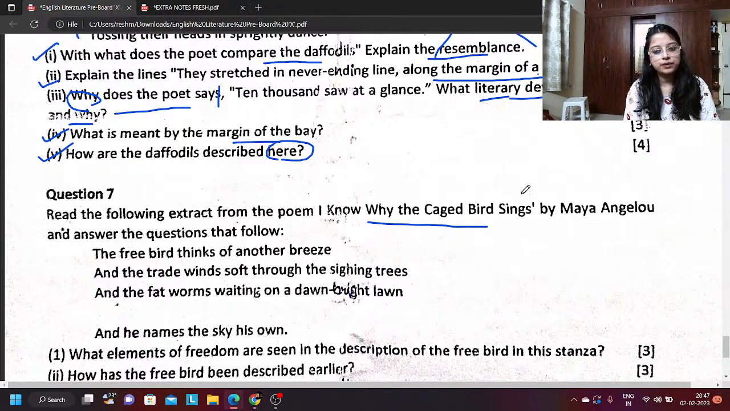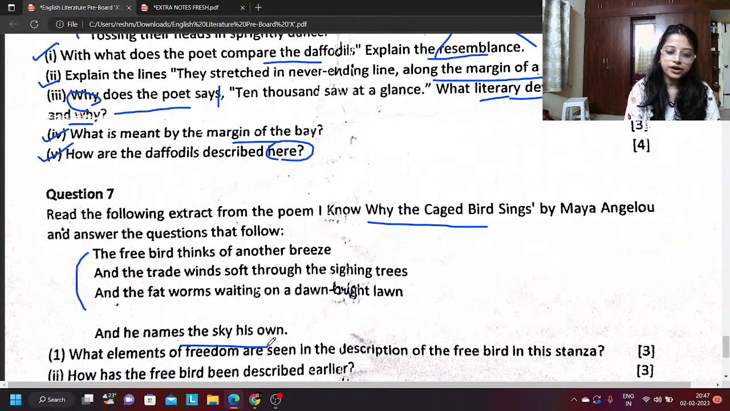Let's move to the next one, which is I know why the caged bird sings. The free bird thinks of another breeze, and the trade wind soft through the sighing trees, and the fat worms waiting on their dawn-bright lawn, and he names the sky his own. This is our extract. Now, from our extract, the first question: what elements of freedom are seen in the description of the free bird in this stanza?